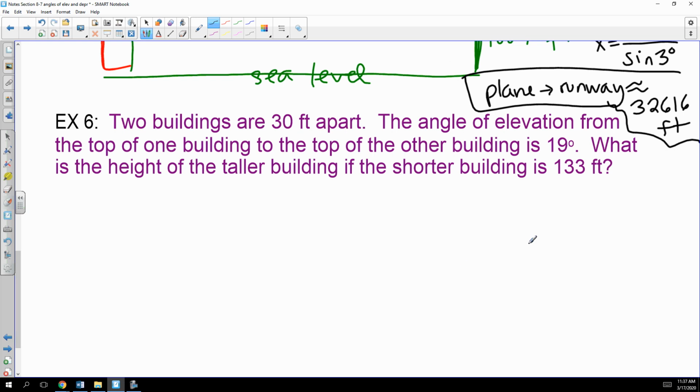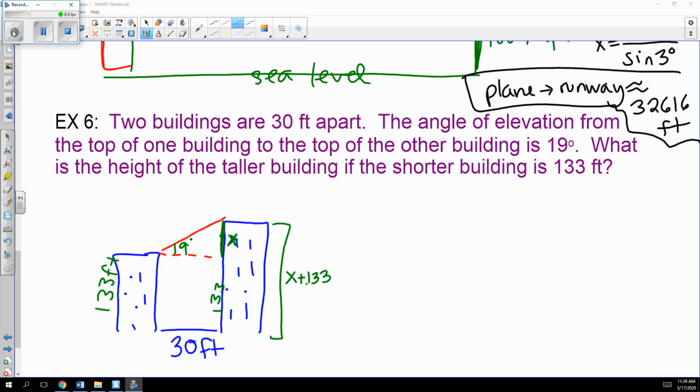And then you should pause the video at this point and try to draw your own picture for example 6, and then start it again and see what you have going on in just a minute. So I know this is getting to be way too long for you to hang in there, so I'll try to hurry a little bit.